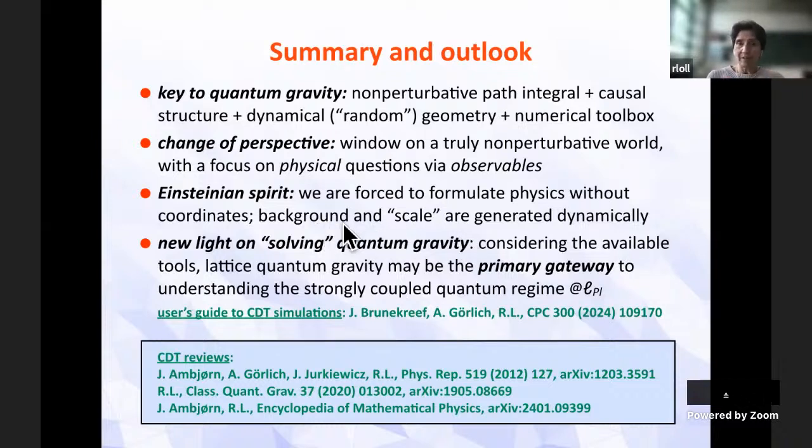But of course, we have already seen successes. Whatever the average geometry is that emerges on large scales, a notion of scale is being generated, inherent in certain observables that we measure. So it's a consistent picture, and it's very beautiful. It's very geometric. It's quantum geometric. So it also throws new light on what we mean by solving quantum gravity.